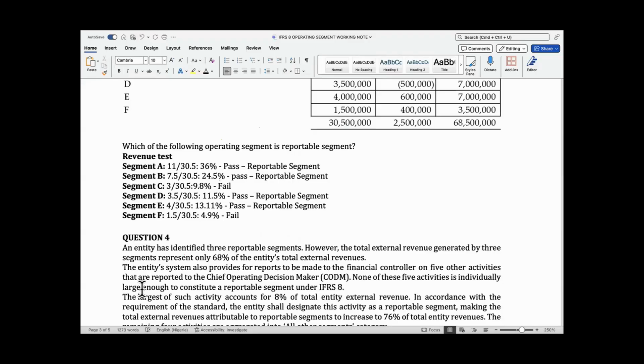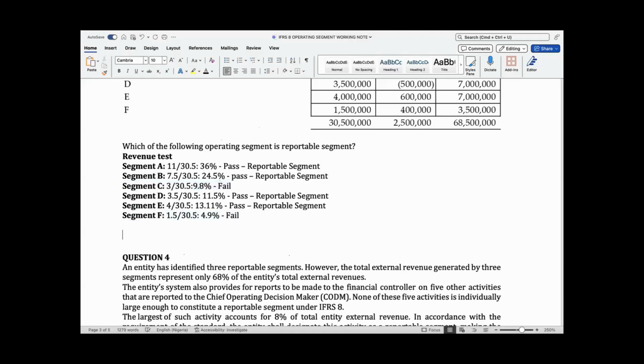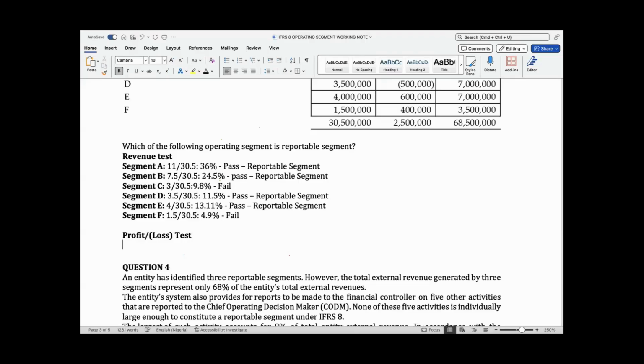So from the revenue tests, only segment C and segment F need to be checked further. So let's do profit or loss tests for those two. I don't need to do it for every other one because you only need to pass just one of them. So let me just do profit or loss tests, first for segment C.